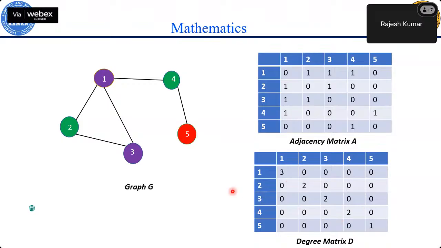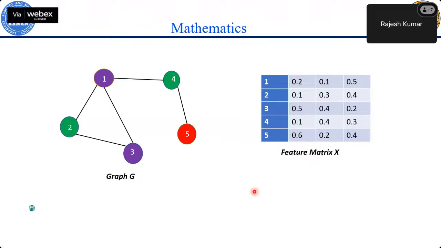So degree represents the strength of that particular node. You can take the sum of columns or the sum of rows. It will work, or you can check it from your matrix. So you just find out the adjacency matrix, and from there you can easily calculate your degree matrix.